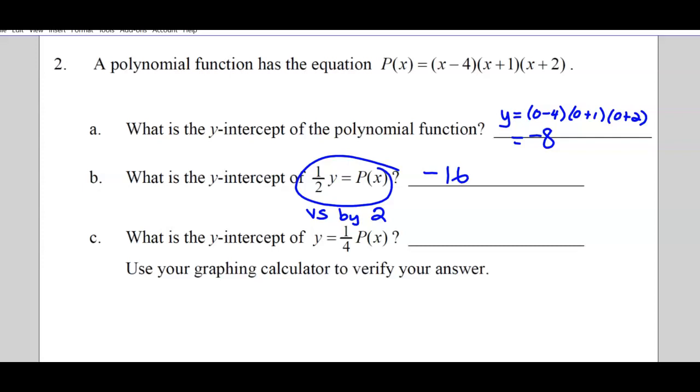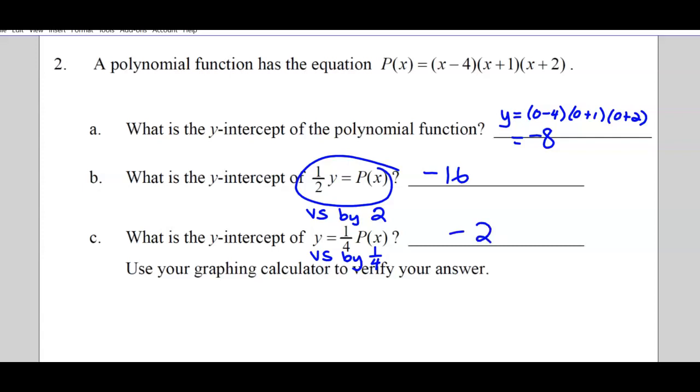If our original y-intercept is negative 8, and now we're doing this transformation, so this is solved for y, so this is a vertical stretch by 1/4, okay? So then negative 8 times 1/4 is negative 2.